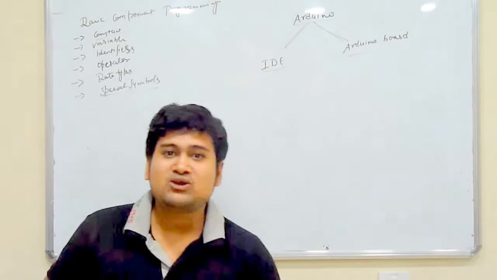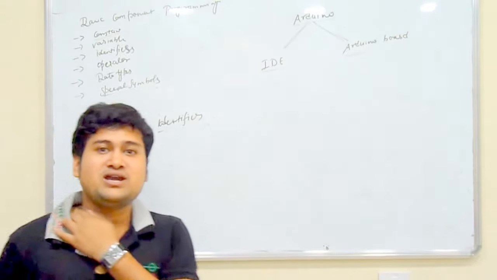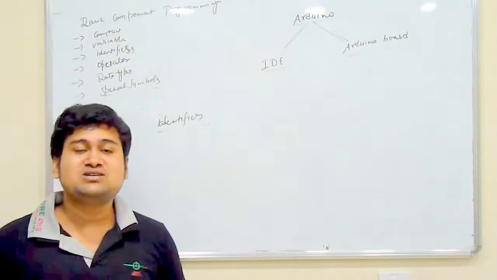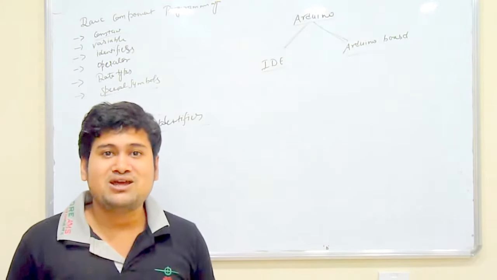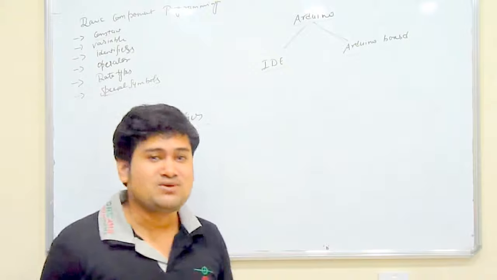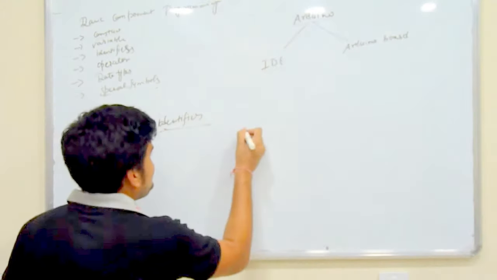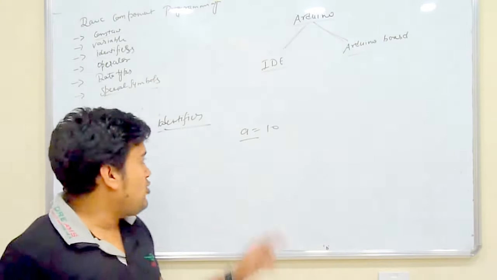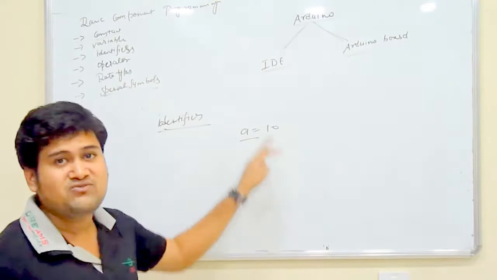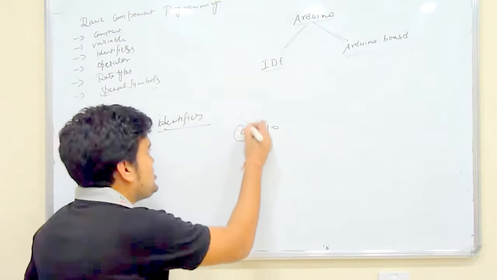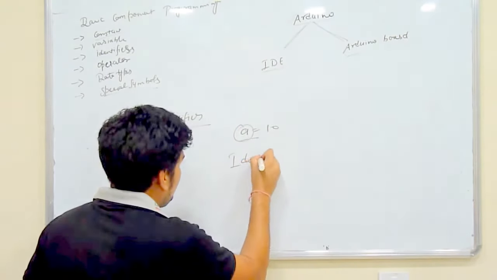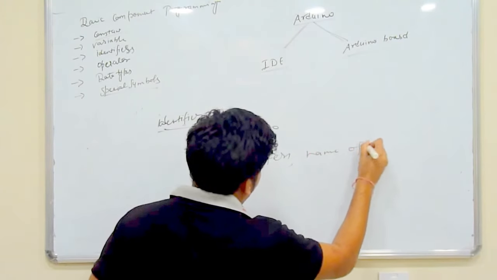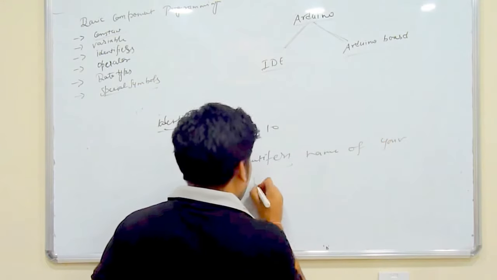Identifiers. In programming language, it is very important to know about identifiers. As the name implies, identifier. What is an identifier? An identifier means any name by which something can be identified. Like I have seen here a equal to 10. Then what is a? a is a variable. But how do we identify that this is a unique variable in the whole program? By its name. So an identifier means the name of your variable or function.